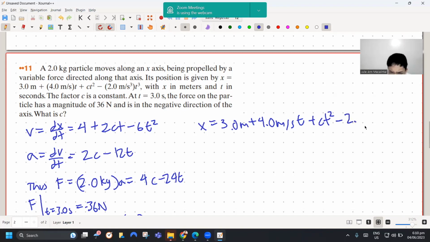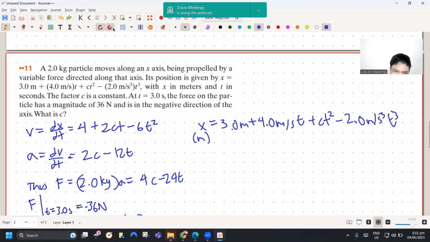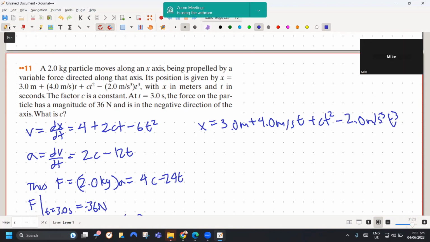Para maging meters po to, kailangan magka-cancel yung seconds. Itong isa, magka-cancel. Dapat itong C, magka-cancel din siya. So, that means dapat meters per second squared para mag-form din po siya ng meters. Okay.